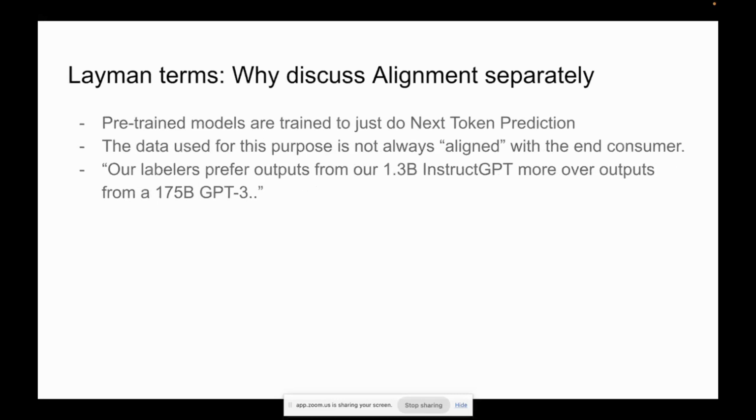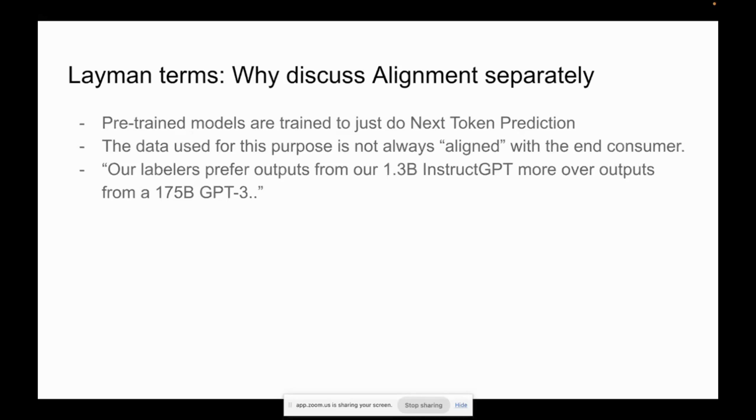Now, let's talk about the reason why we need to discuss the alignment step, which is also one part of making these systems useful to us, separately. Why can't we say that when I am pre-training my model for the capabilities aspect, it can also learn to follow my intentions or do just what I wanted it to do? So that is a viable question here.